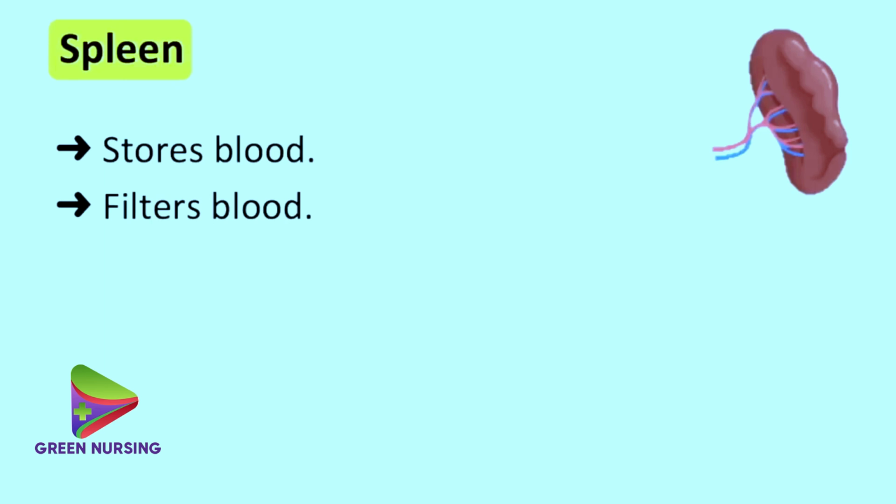The spleen also helps to filter out infections by creating white blood cells to fight bacteria and viruses. Therefore, it's a small but very important organ in our body.